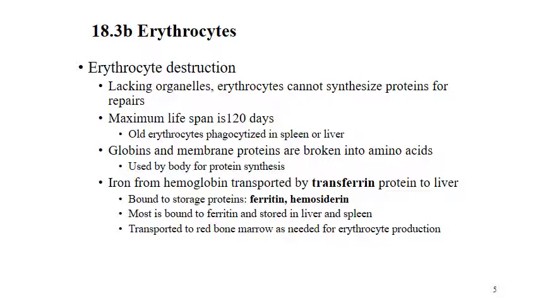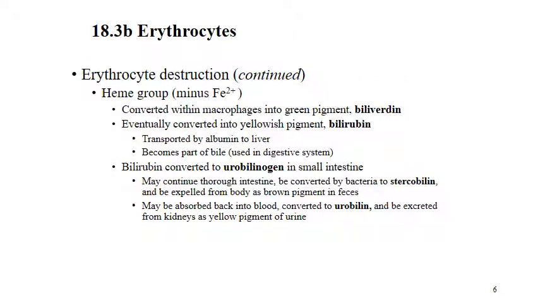Iron from the hemoglobin is then going to be transported by the transferrin protein to the liver, and it's bound to storage proteins, ferritin and hemosiderin. Most is bound to ferritin and stored in the liver and spleen, and then transported to red bone marrow as needed for erythrocyte production, right? Because we still need that iron to continue to make new red blood cells.